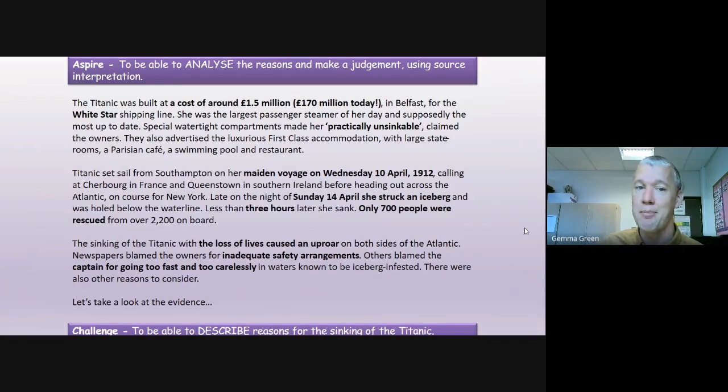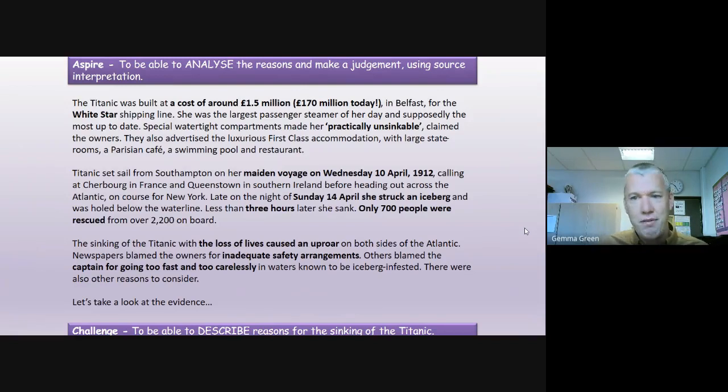Firstly, the Titanic was built at the time at a cost of around £1.5 million, which is around £170 million in today's money. So if it was built today, it would be around £170 million, which is a large sum of money. It was built in Belfast for the White Star shipping line. The White Star shipping line was a large corporation, and it built specifically passenger ships and ships that crossed the Atlantic and made those sort of treacherous journeys that would get people from one place to another. She was the largest passenger steamer of her day, and supposedly the most up to date.